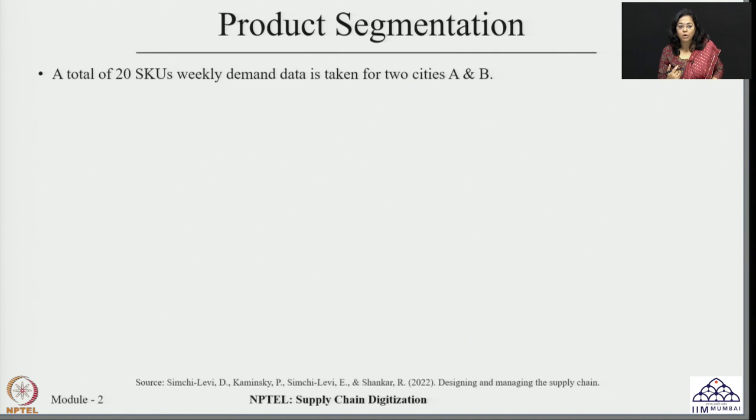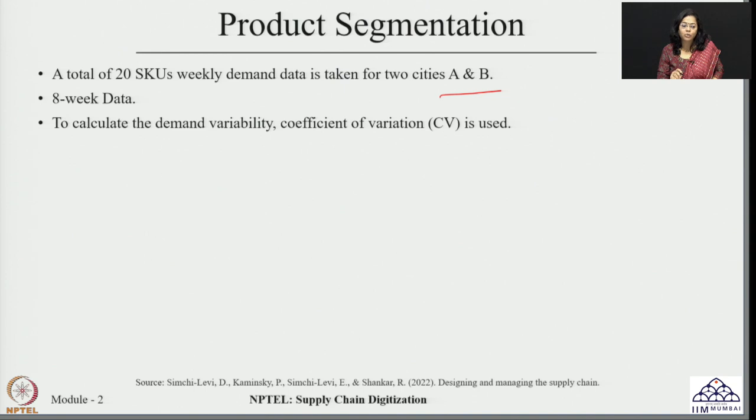This case is dealing with 20 SKUs, that is, there are 20 SKUs which the given company is providing, and we have already been given the data for these 20 SKUs. This demand data is on a weekly basis and it is given to us for two cities under our planning. This is for city A and city B both. If we look into the data further, the information is available to us for 8 weeks. For the last 8 weeks, we have the weekly data about the demand. And now, using this data, we have to calculate the demand variability.